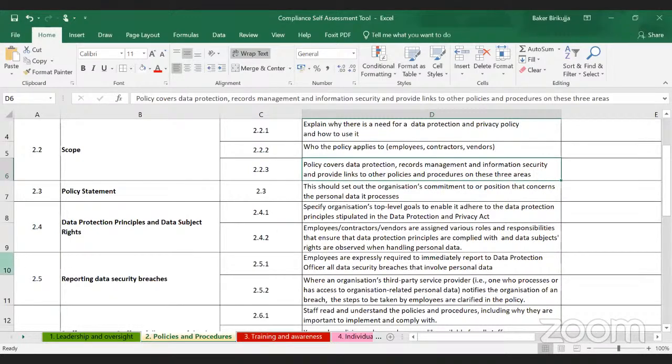But one of the most critical areas is the data protection principles and the data subject rights. Now, your employees should be aware that they are collecting this information on behalf of the organization, but they are accountable to the individuals from whom you collect the information. So this policy should have people's specific roles in regard to ensuring the principles are adhered to, and also enabling the citizens, or rather the individuals, to exercise their rights.